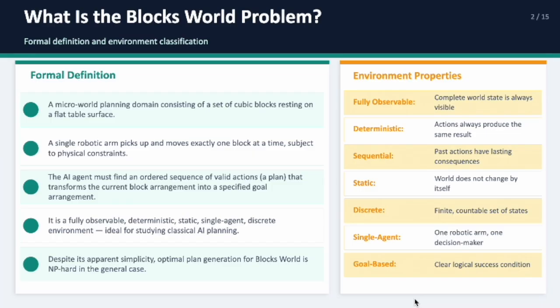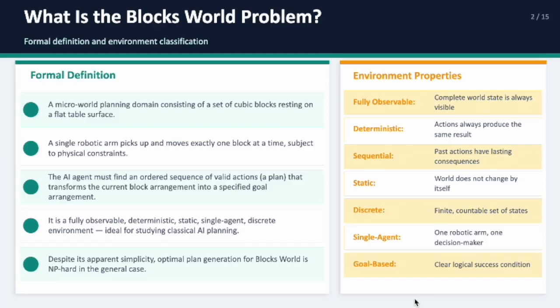What makes this environment particularly well suited for studying AI is its properties. Look at this right side of the slide. The world is fully observable. The AI always knows exactly where every block is. It is deterministic. Every action produces a guaranteed predictable outcome. It is static. Nothing changes unless the arm acts, and it is discrete. There are a finite number of possible configurations. These properties make it a clean laboratory for testing planning algorithms.